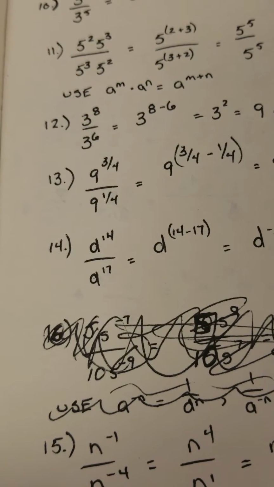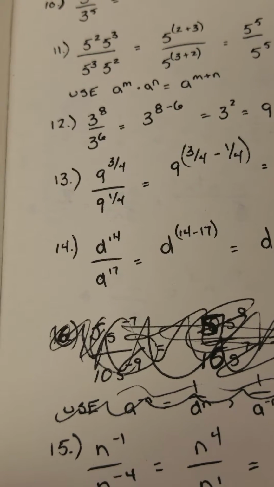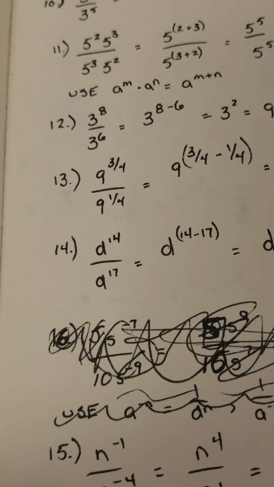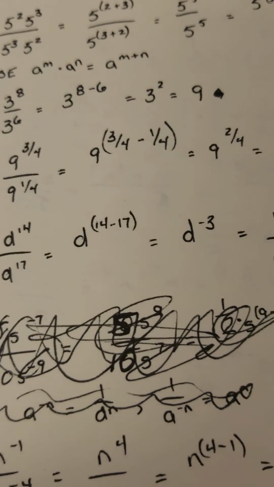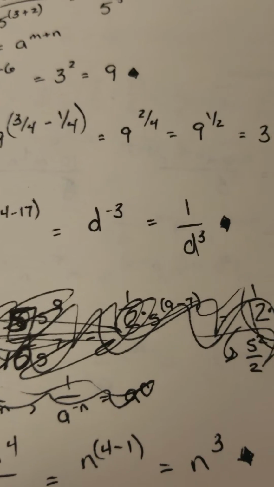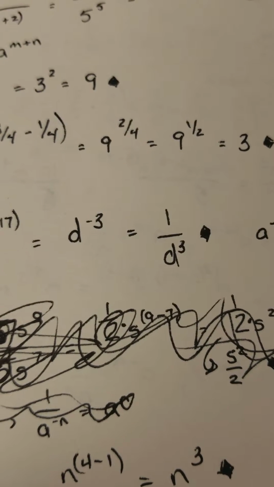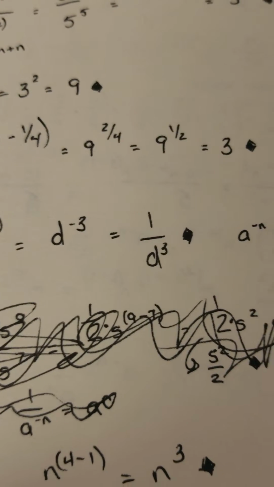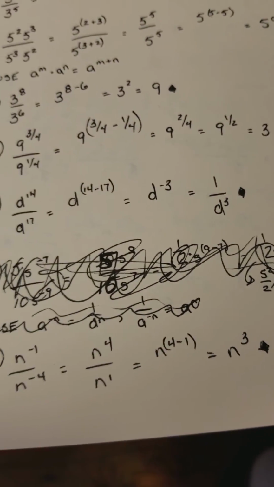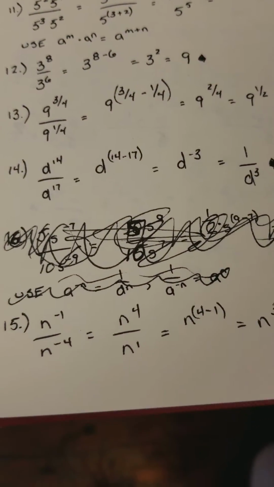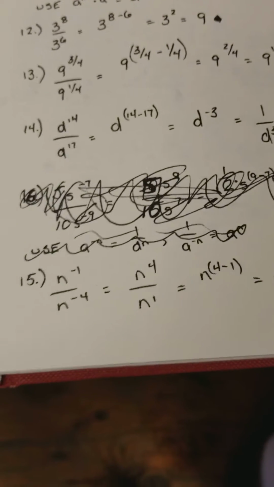Okay, number 14 here. Same type of problem. The d's are the bases. They're the same. So I'm going to say d to the 14 minus 17th power. I'm going to get d to the negative 3, and I'm going to drop down. I'm going to get 1 over d to the 3rd power, and you can see what property we use. Now I accidentally didn't do the problems in chronological order. That's that mess there. I apologize.